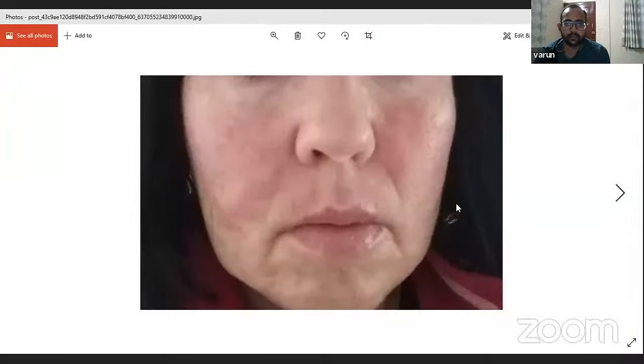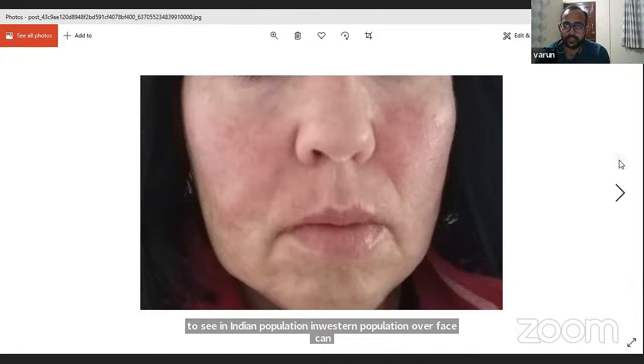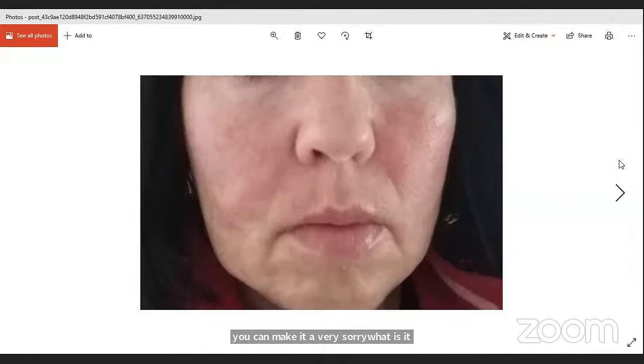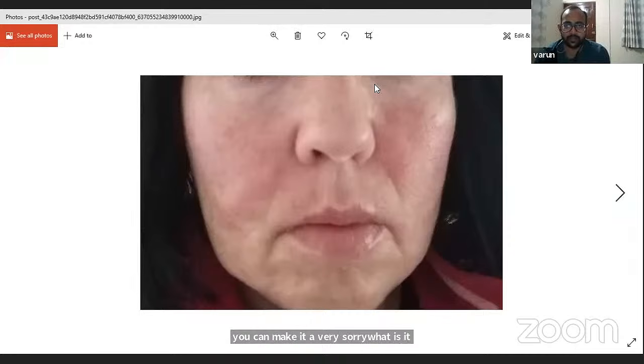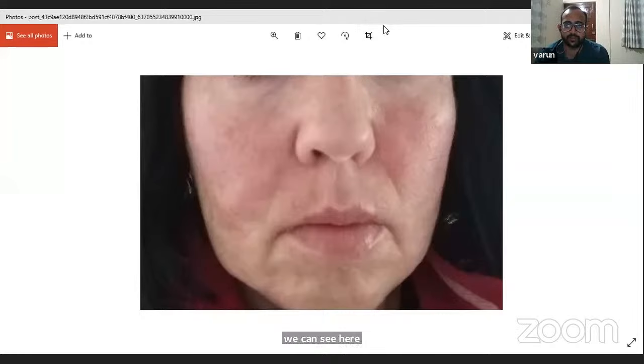Fine, this thing, anybody? Of course, this is very difficult to see in the Indian population, but in the Western population, who are fair-skinned, you can make it out very easily. Okay, what is it? Butterfly rash. It is not exactly a butterfly rash. If you see, there is sparing of the bridge of the nose. It is just involvement of the malar area. What we can see here is mitral facies, so it is not necessarily a butterfly rash.